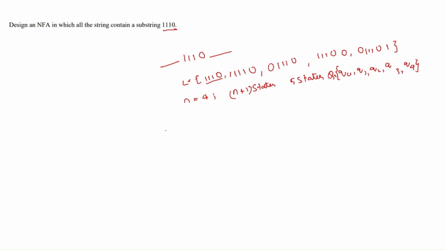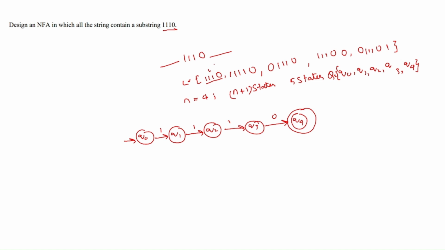So let us have all our states now. Let q0 be our initial state, followed by q1, q2, q3, and finally q4 is our final state. I'm so sorry for the slip. So we are having 1110 as the first string. 1110, this is accepted.